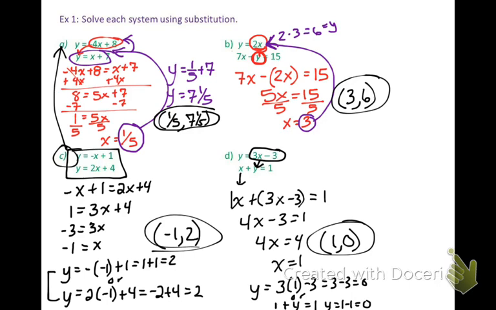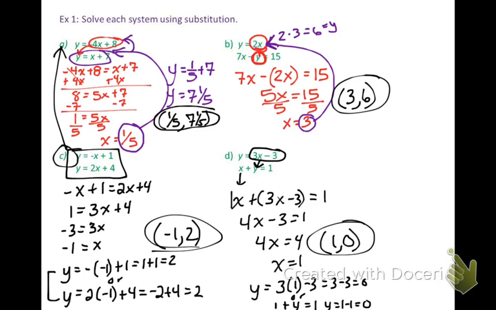Alright, so I did the rest of the work. It's 4x minus 3 equals 1. Then 4x equals 4, and then x equals 1. And then I plugged it into both, so you could do either one of those. And you still get 0 for y. And so your answer would be 1, 0.